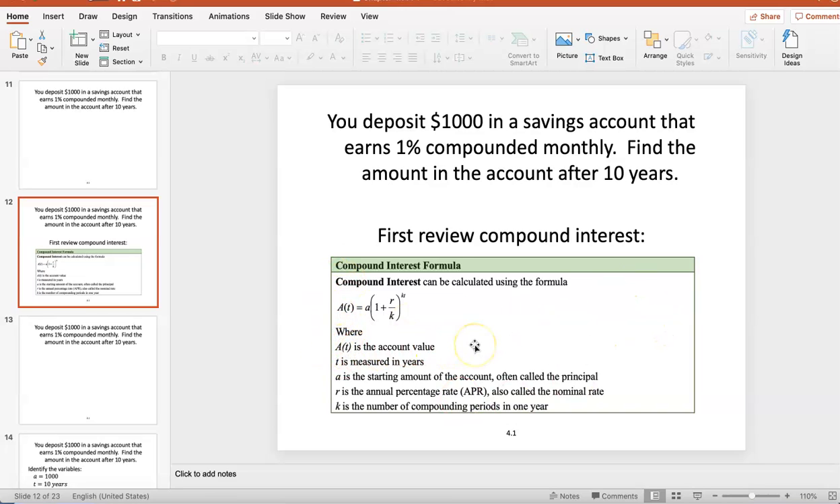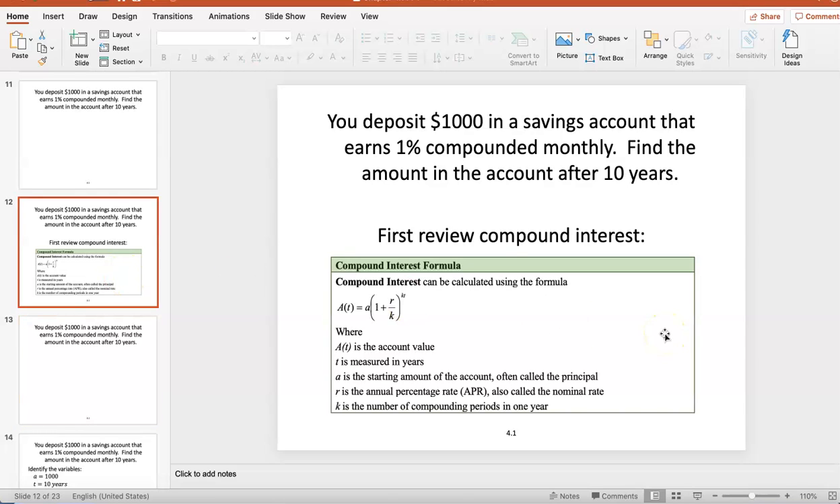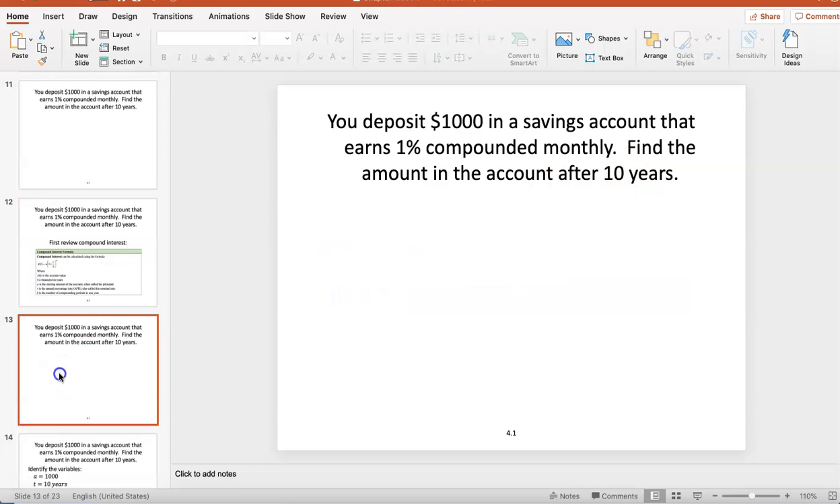A of t is the account value at any time. T is the number of years. Little a is the amount starting in the account, which a lot of times is called the principal. R is your annual percentage rate, or your APR, just your rate of your loan, so to speak. And K is the number of compounding periods. Like if it's quarterly, it's 4, semi-annually 2. So be familiar with all that. Monthly is going to mean 12, because 12 times a year.